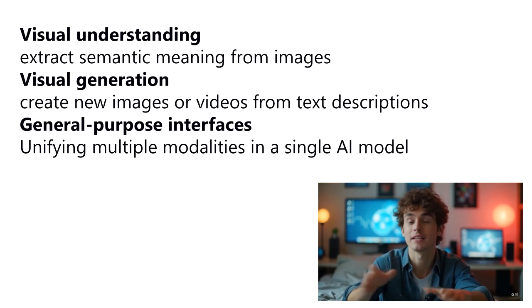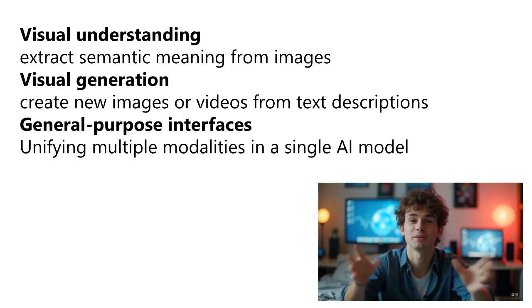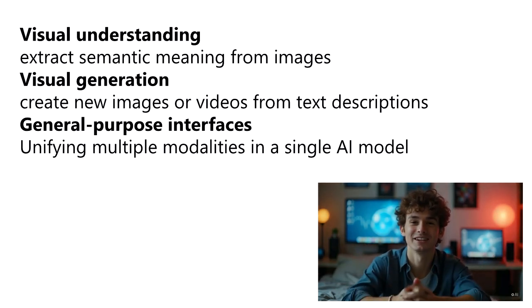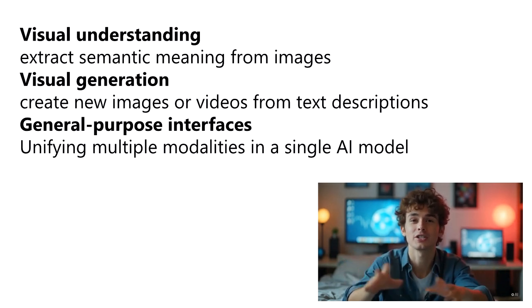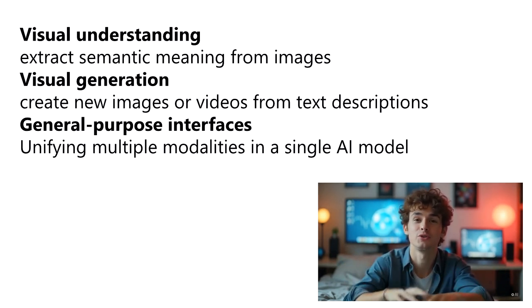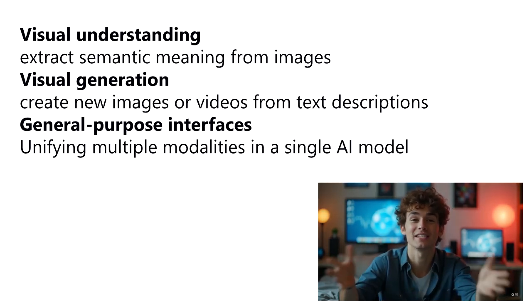In this video, we will mainly focus on language vision multimodal models, because they are the most common ones that exist. There are three major challenges that multimodal models aim to solve. First, visual understanding, how models extract semantic meaning from images. Second, visual generation, how AI can create new images or videos from text descriptions. And third, general-purpose interfaces, how we design models that unify multiple modalities into a coherent AI system. To truly understand these models, we need to look at the methods used to train them. Each of these challenges requires different learning techniques, and that's exactly what we'll explore next.